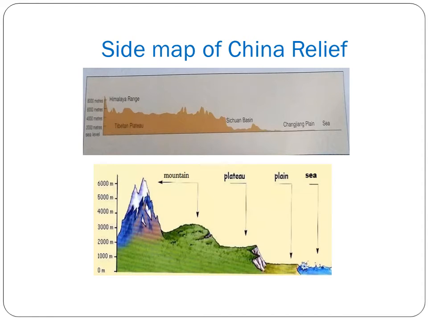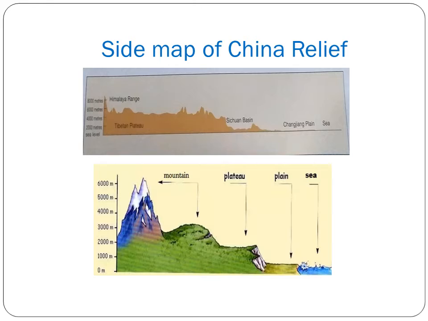Let's look at the side map of China, a relief or terrain map. Terrain means the surface of land with different landforms. That's called the terrain. Now, if you look at the terrain of China, it has the sea, the water body, and this is a bird's eye view. And then it has a plain. Plain, as I told you before, is a flat piece of land with minimum vegetation. It doesn't have tall trees, it's just grassland.